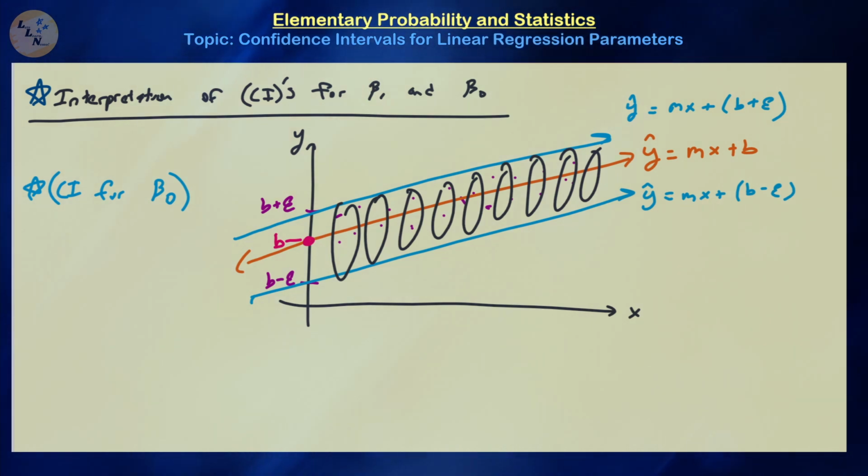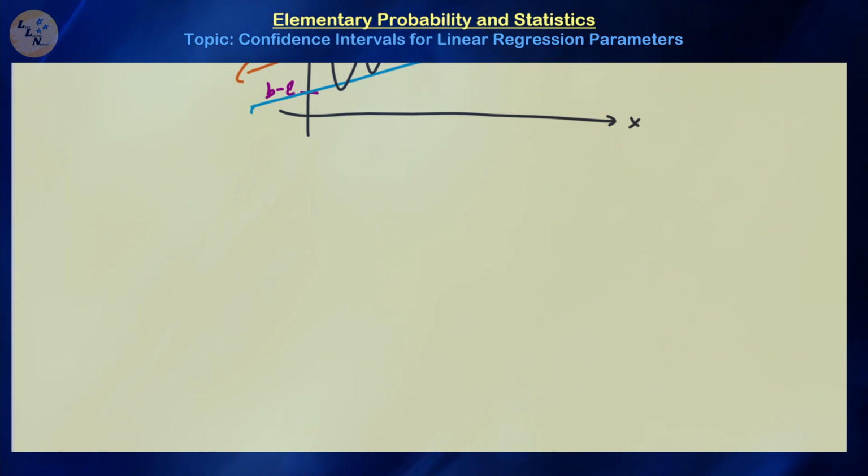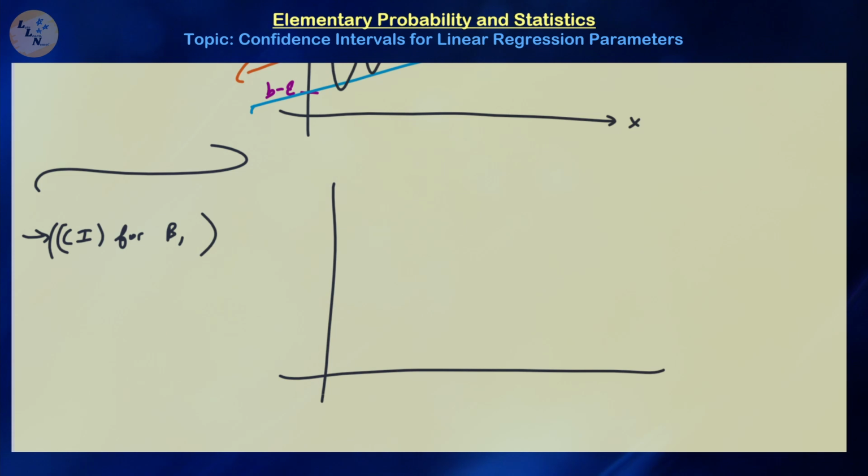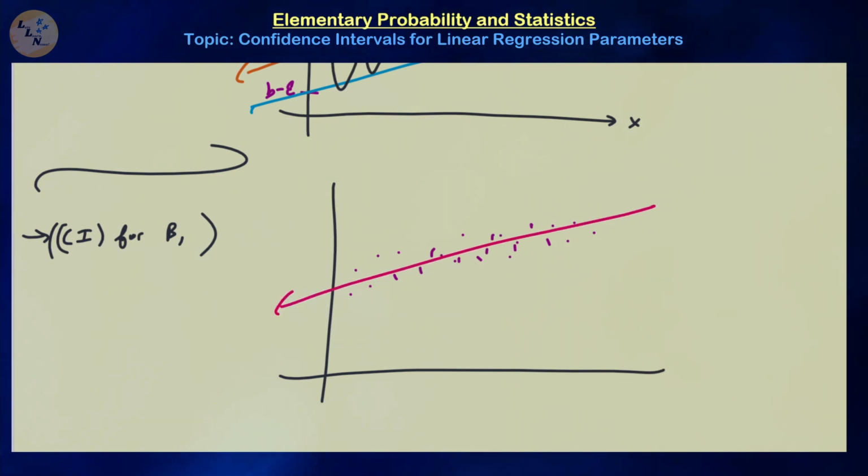Now, what about the slope confidence intervals? What would they look like? So the confidence interval for beta 1. So what would they look like? So let's assume that we keep our, let's call it our vertical intercept fixed in this case. So let's assume this is our line of best fit. y hat is equal to mx plus b.